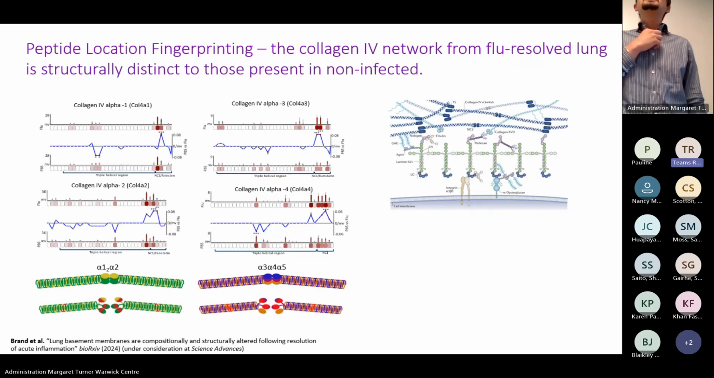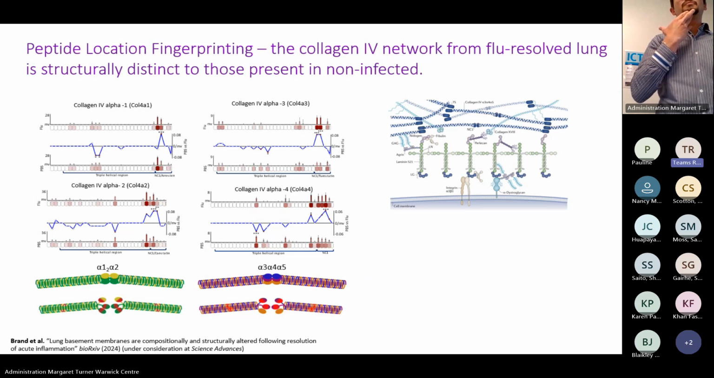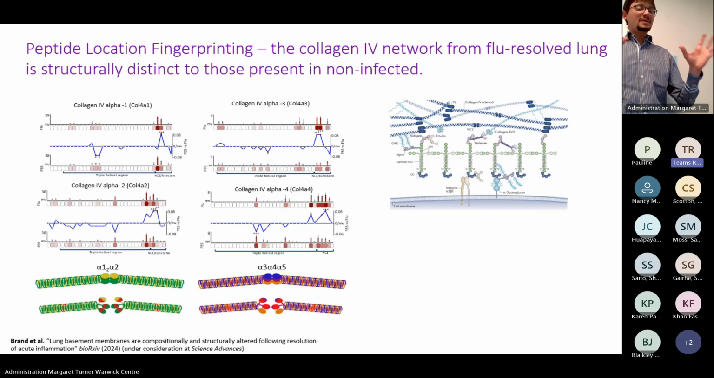And so one of the major findings of this paper, which is currently a preprint that we've just published, is that, again, collagen 4, right at the NC1 domain, we're seeing a significant increase in peptide yield right in that same segment that we see in aging. And again, that is not only in collagen 4 alpha 2 this time, we're seeing it in alpha 1, alpha 3, and alpha 4.